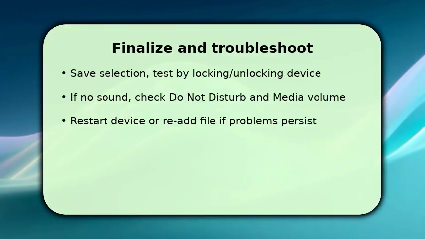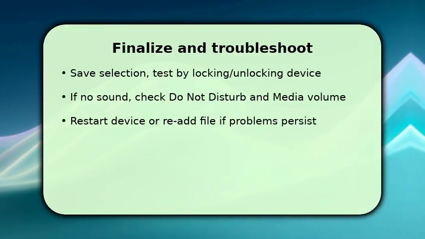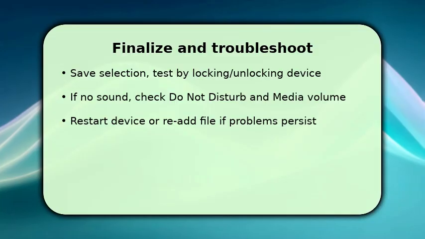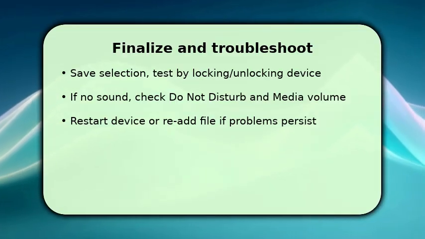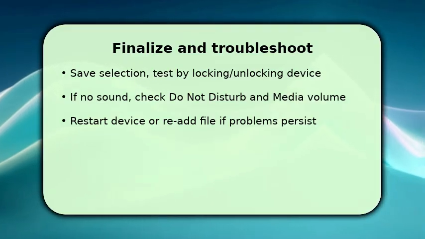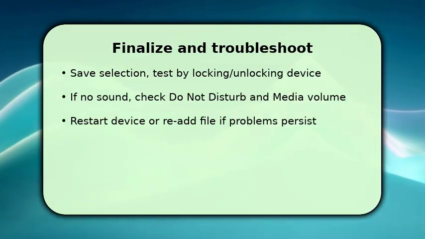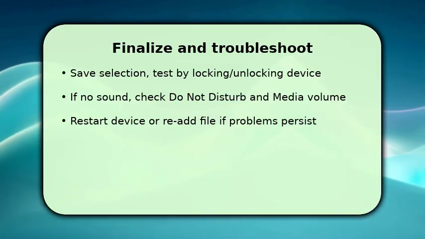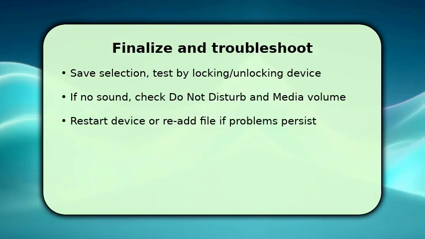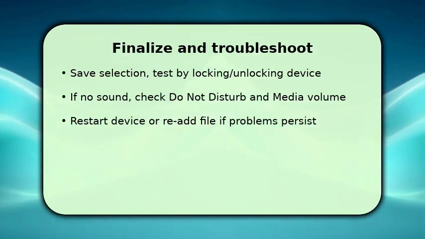If you don't hear it, make sure lock screen sounds are enabled, Do Not Disturb isn't muting system sounds, and media/system volumes are up. If it still fails, restart the phone, re-add the audio from a different folder, or convert the file to a supported format. These steps fix most issues. If necessary, revert to a built-in tone to verify system-level sound behavior before retrying your custom file.